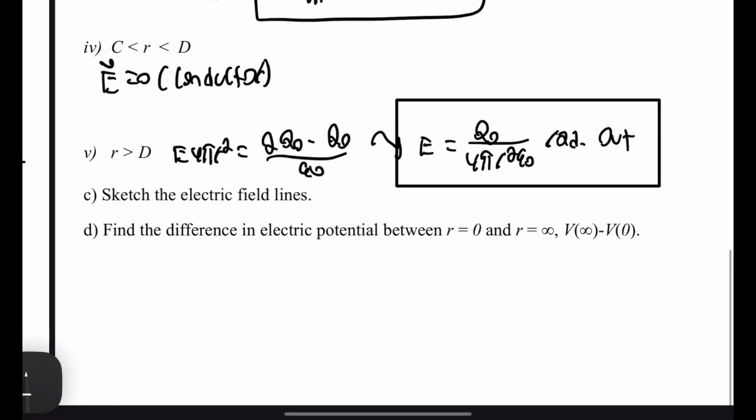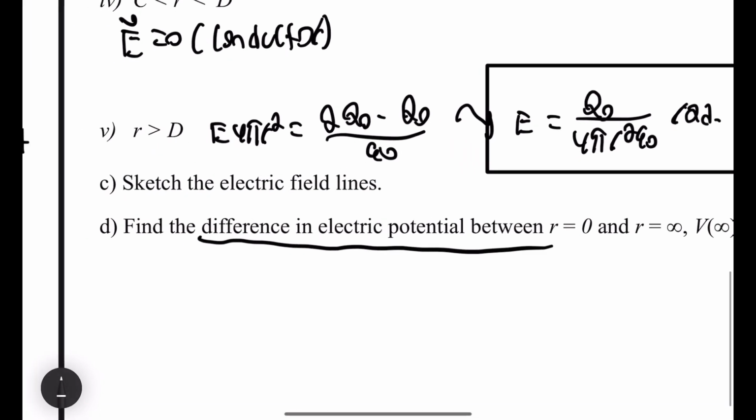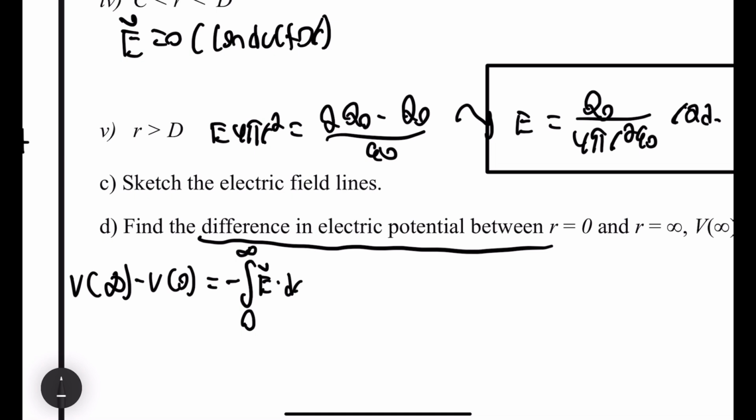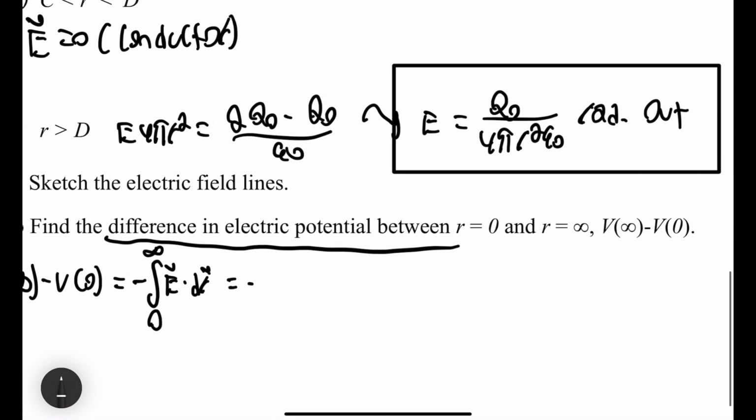So then my electric field lines will look like this. Then part d, it's saying to find the difference in the electric potential between r equals 0 and r equals infinity, and it tells us what to do at the very end. So V of infinity minus V of 0. Remember, this is equal to the negative integral from r1 to r2, where r1 is 0 and r2 is infinity, of the electric field dot dr. So what we have to do is break this up into several integrals.